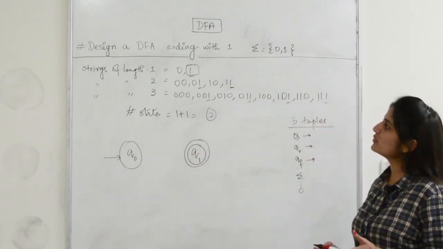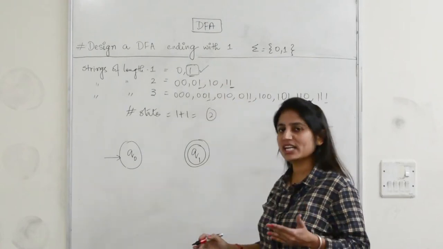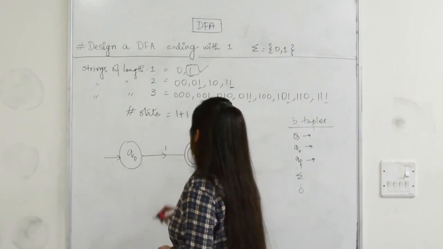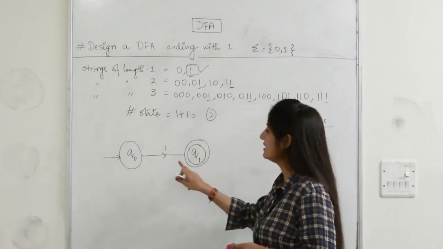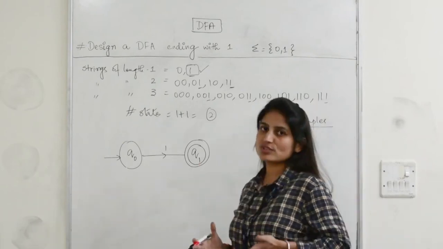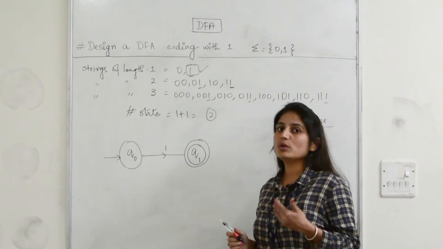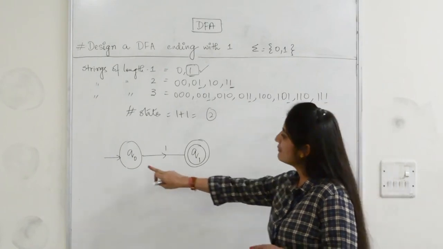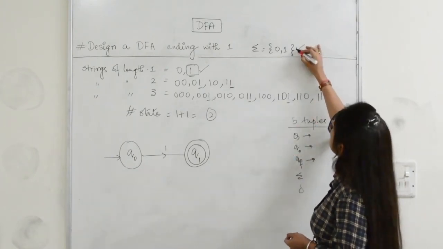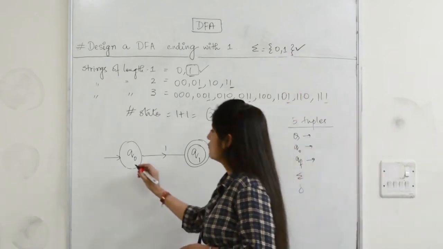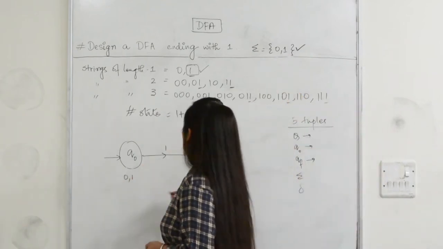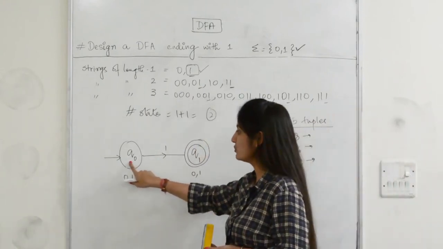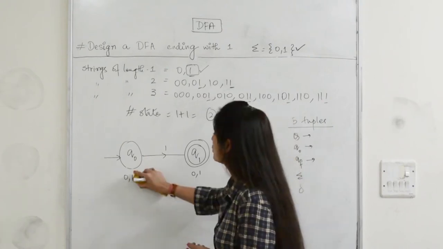Now the minimum length string is 1, which we directly input on the initial state, and we reach the final state. So 1 is accepted because it starts from the initial state and ends on the final state. The strings accepted by this DFA will be those which start from the initial state and end on the final state. For every state, we have to make the transitions for these 2 input alphabets, 0 and 1. Now we have made the transition for Q0 for the input alphabet 1, so we are done with this.